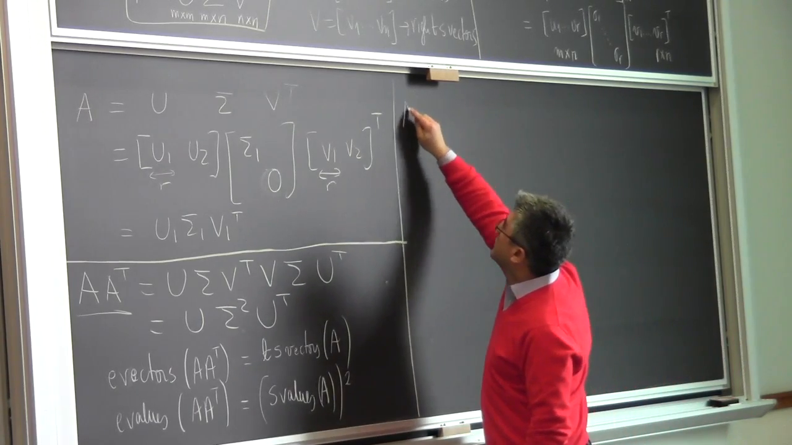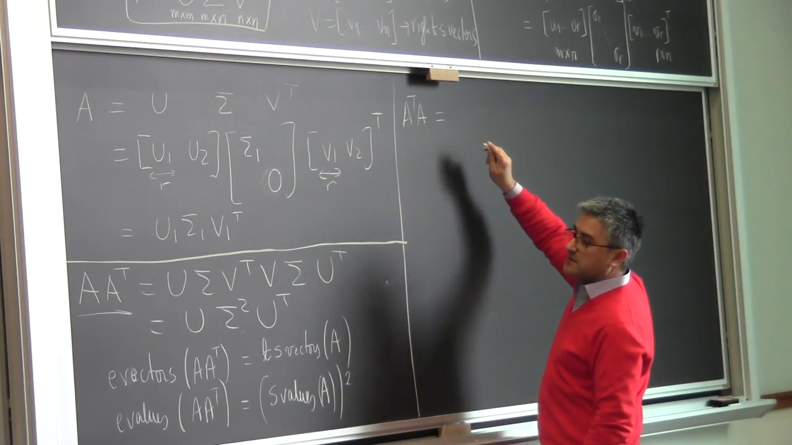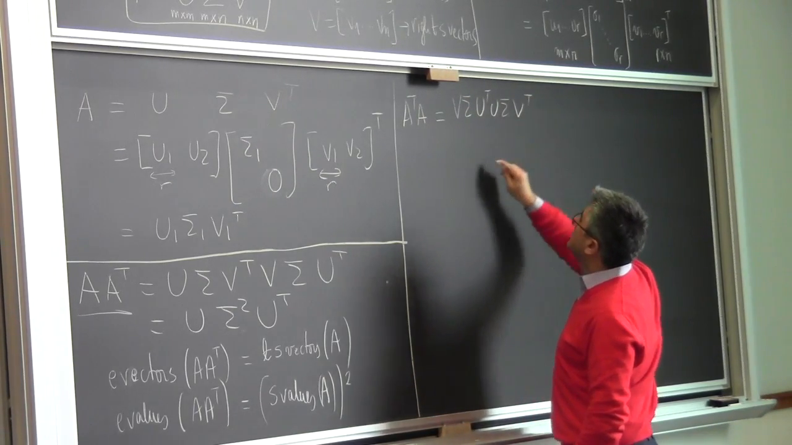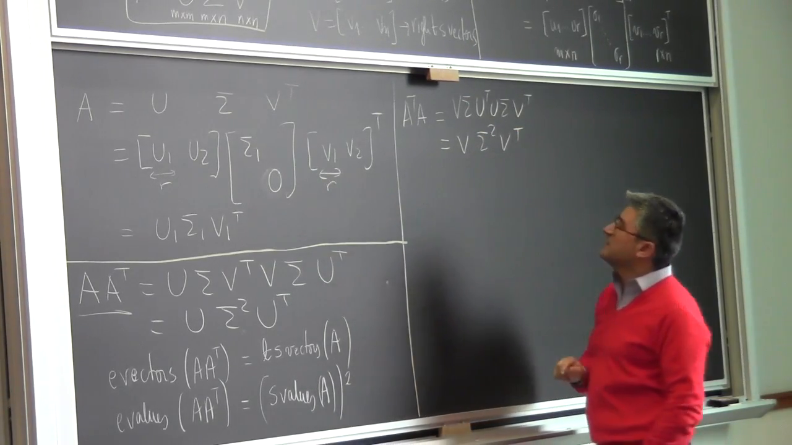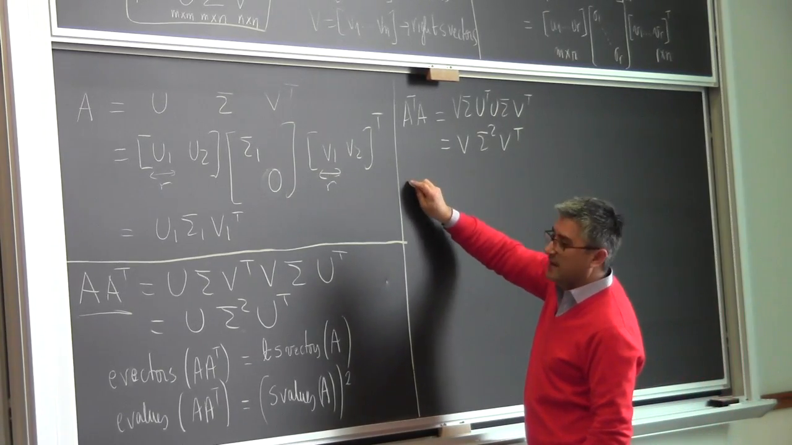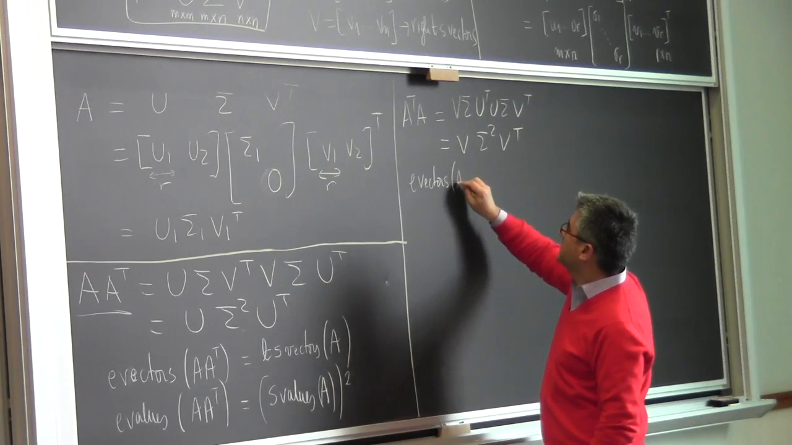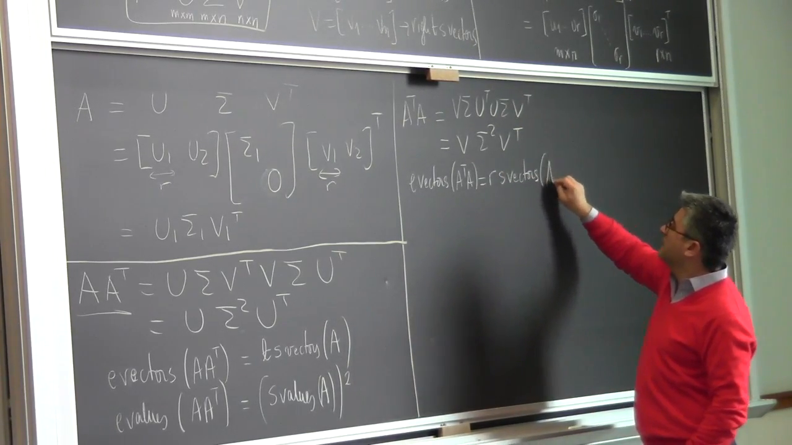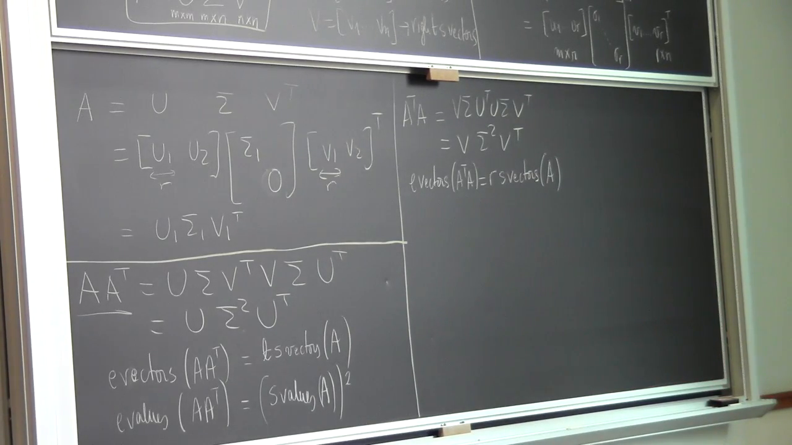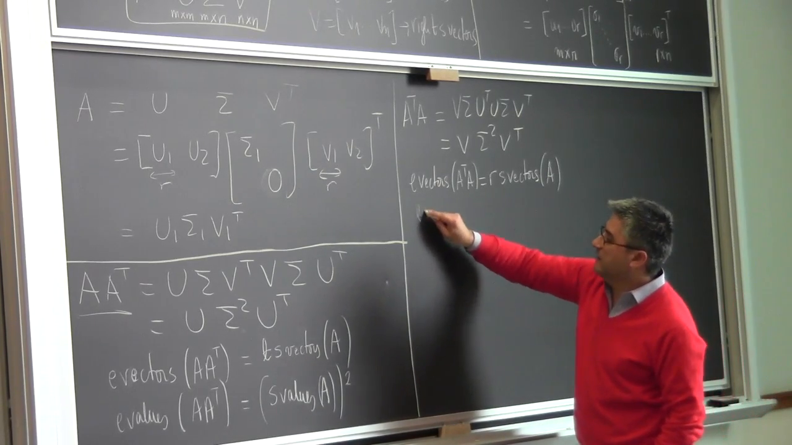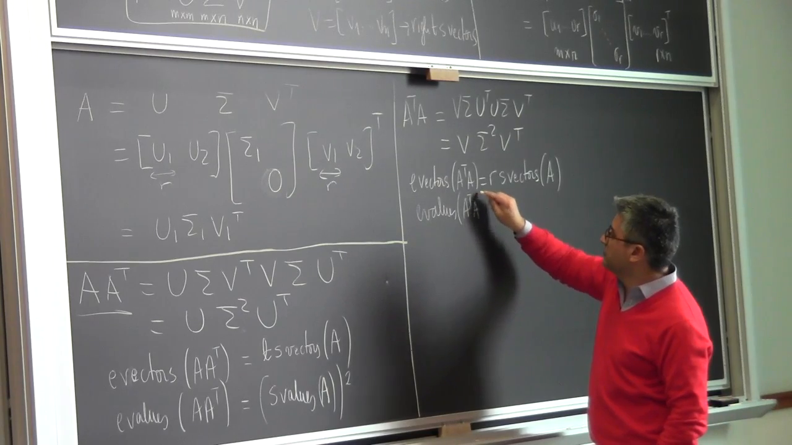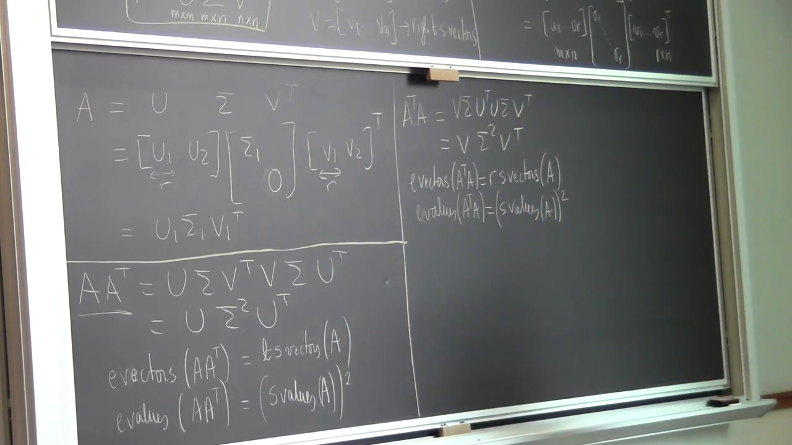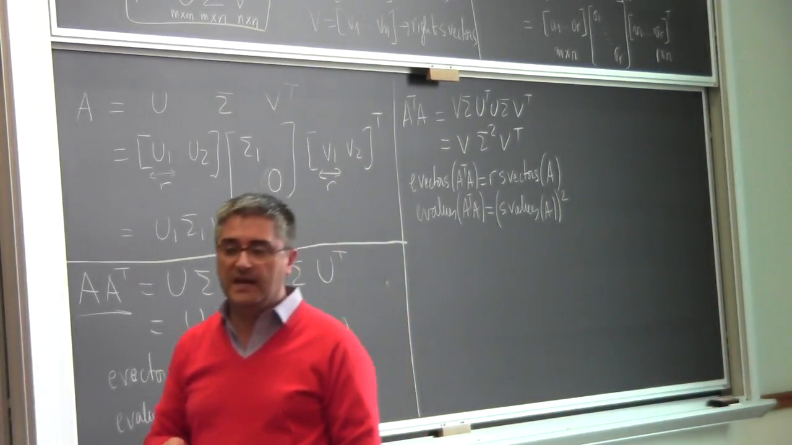And now I can do it very quickly. If you do it the other way around, if you do A transpose A, then you're going to get, first the transpose, V sigma U transpose, times U sigma V transpose. So this is going to be V sigma squared V transpose. And so the final statement is that the eigenvectors of A transpose A are the right singular vectors of A. In addition, it also tells you that the eigenvalues of A transpose A are also the singular values of A squared. So that gives immediately a relationship between eigenvectors and singular vectors, and eigenvalues and singular values.